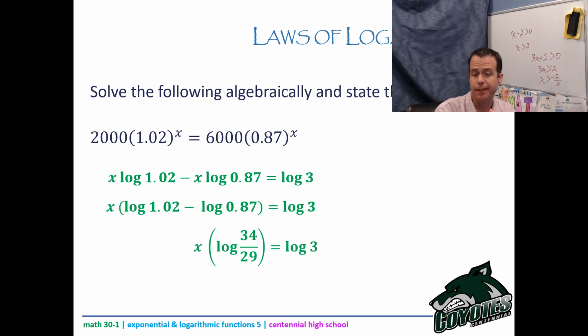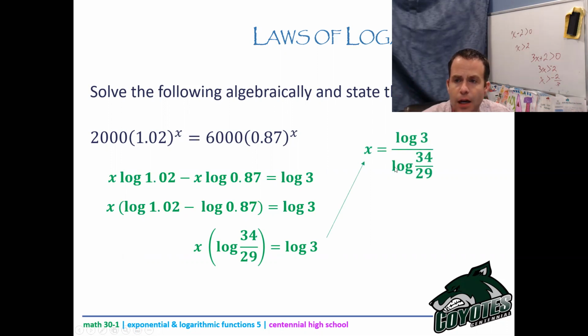If I wanted x by itself, I could divide both sides by log 34 over 29. And then, we talked about the change of base identity, so we could write that as log base 34 over 29 of 3. So I'm going to write that in a simpler form and call it log base 34 over 29 of 3. Okay? So that one was a little bit more complicated, but really nothing new to you. It was a bunch of steps that you had to do all together.